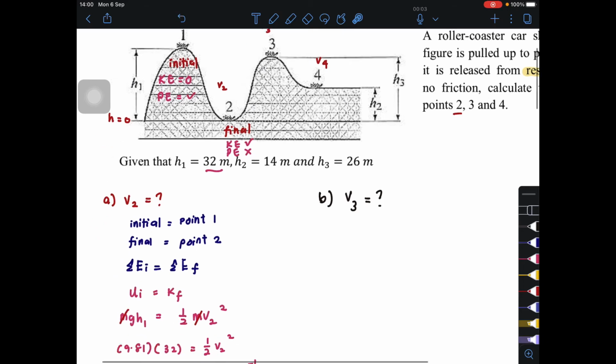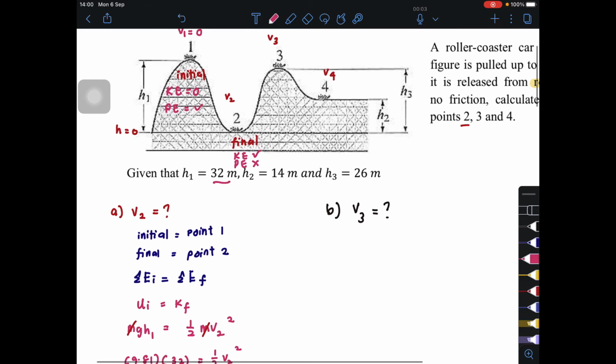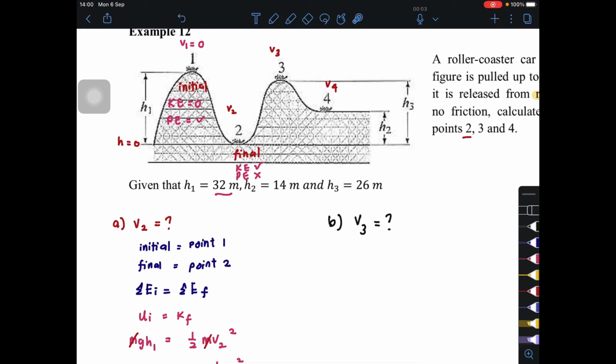Actually both are easy because at position 1, we only have one energy involved, which is potential energy. At position 2 also, we only have one energy involved, which is kinetic energy. So usually we will choose the position where we have only one energy involved. Since both have only one energy involved, it doesn't matter, you can choose either one. So now I want to choose this one as initial. So this one is no longer the final one. Here is our position for the final one.